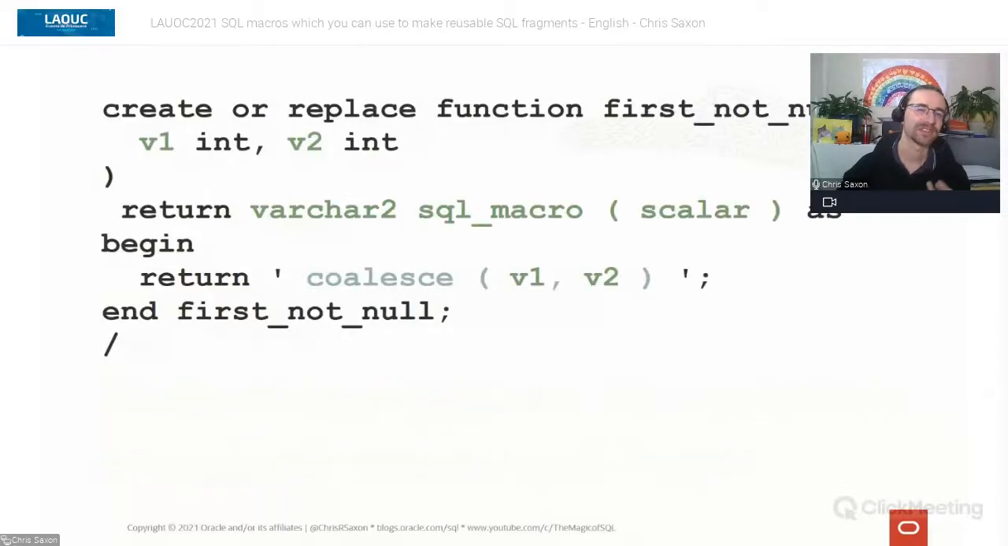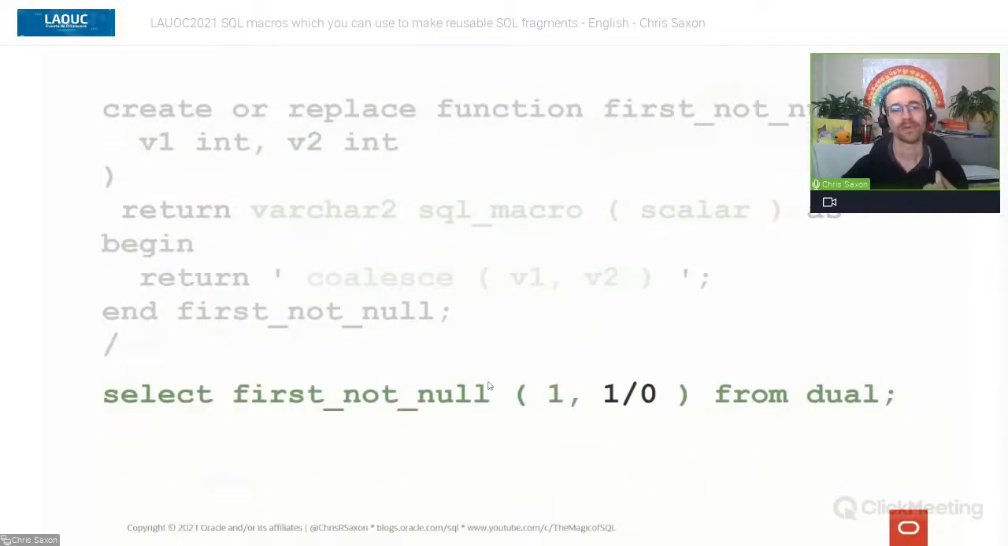SQL macros behave slightly differently. So let's make this a macro. We'll just kind of stringify everything. Now, if we call this, it uses normal order for processing this. This means it essentially pushes the arguments inside the function. So it now does coalesce 1 or 1 divided by 0.